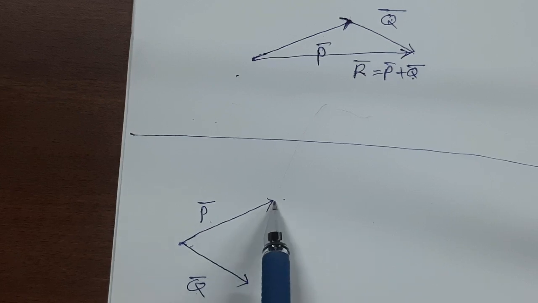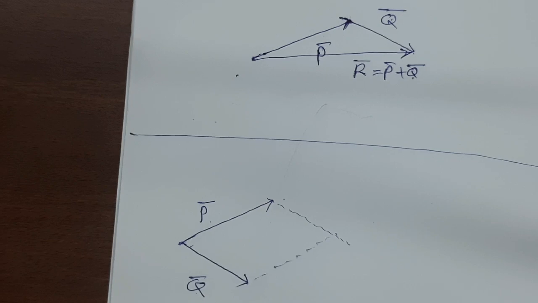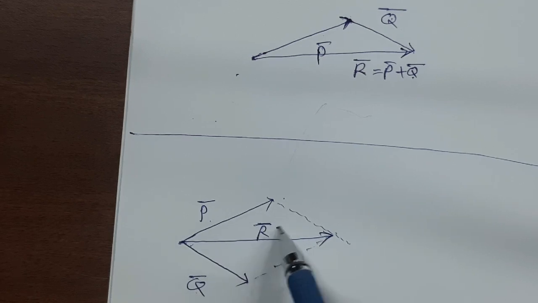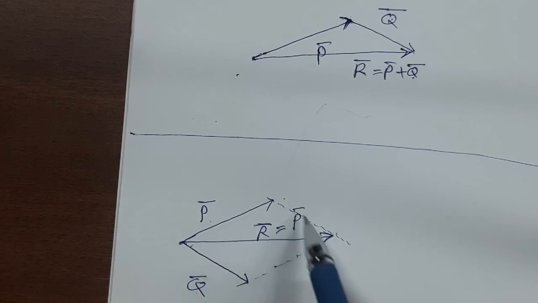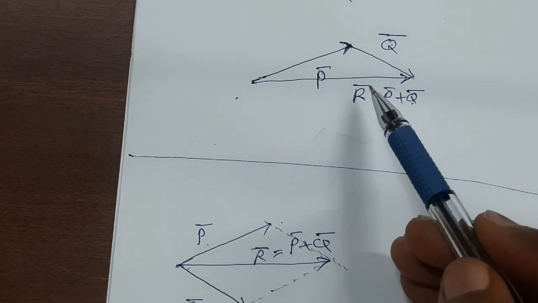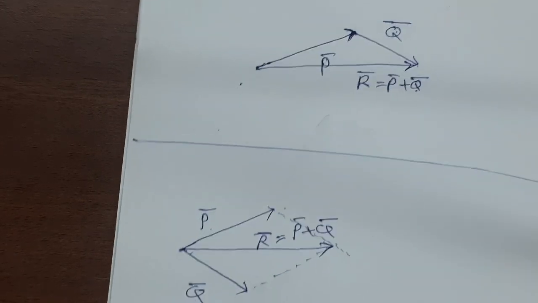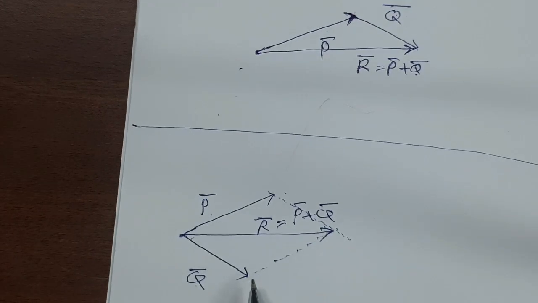And if I draw a parallelogram with adjacent sides to be p bar and q bar, then the resultant will be the diagonal of the parallelogram. Therefore, this can be treated as R bar. Correct? And again, I can write R bar is equal to P bar plus Q bar. Now, this is known as the triangle law of vector addition, and this is known as the parallelogram law of vector addition. What does the law say?